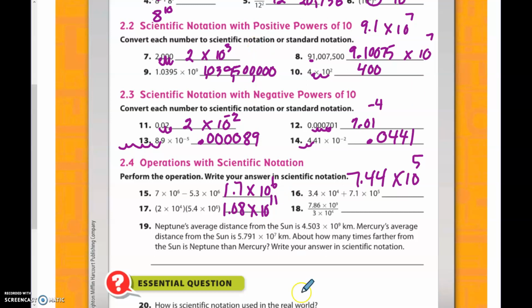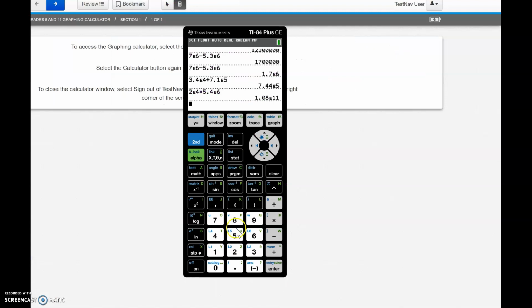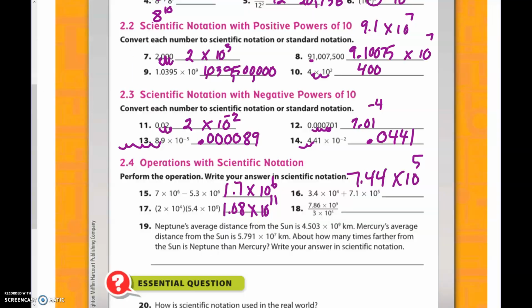All right, and number 18, our last one here. Again, you can just use your calculator. 7.86 times 10, which is your second EE, and that is to the 9th power. And we are dividing by 3 second EE to the 4th power. All right, and our answer here is 2.62 times 10 to the 5th power.